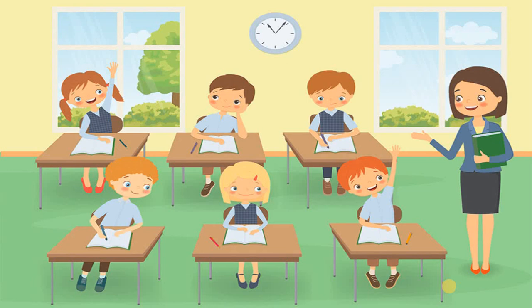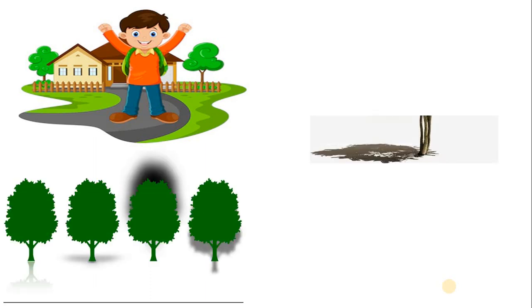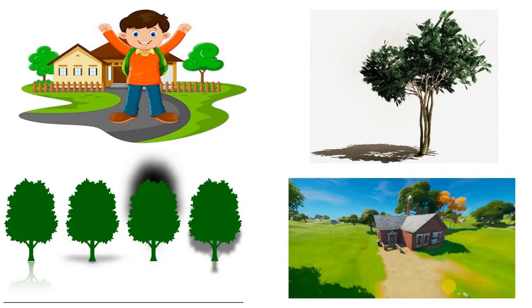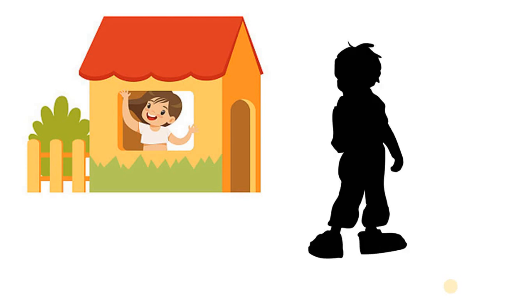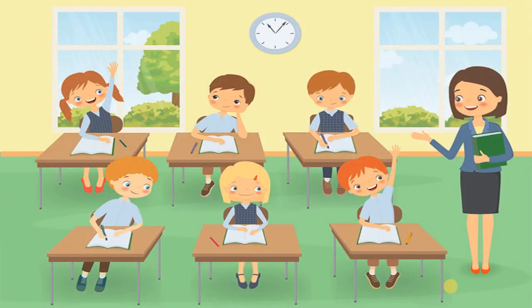Now, let's do an activity. Go out of your house and see the shadow of trees, plants, houses and different buildings. Now, observe your shadow. After observing the shadow, come back in your house. Now tell me, does your shadow stay with you? No. In your house, there is no shadow. This time, your shadow disappears because of no light.